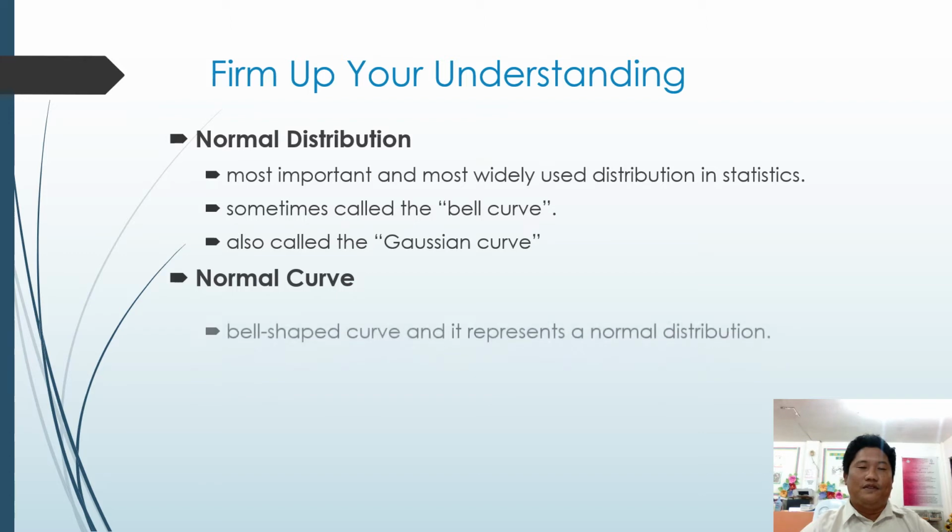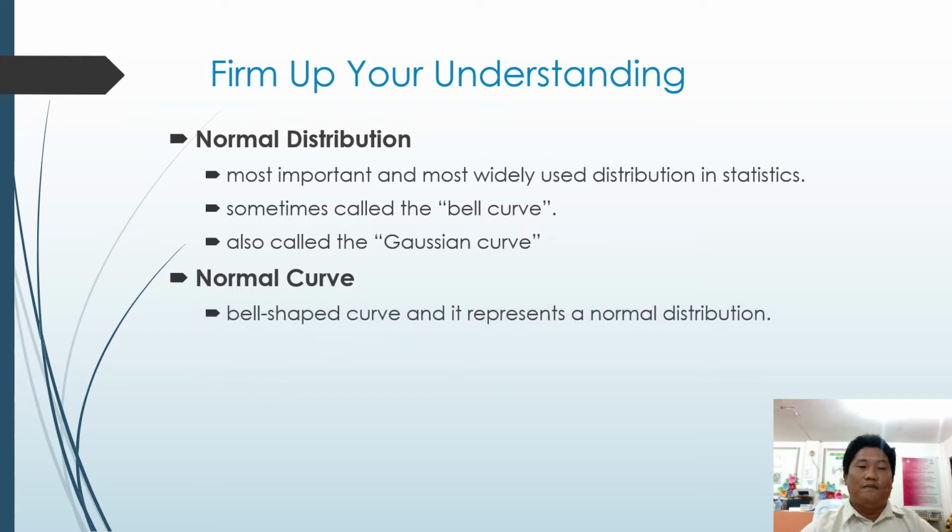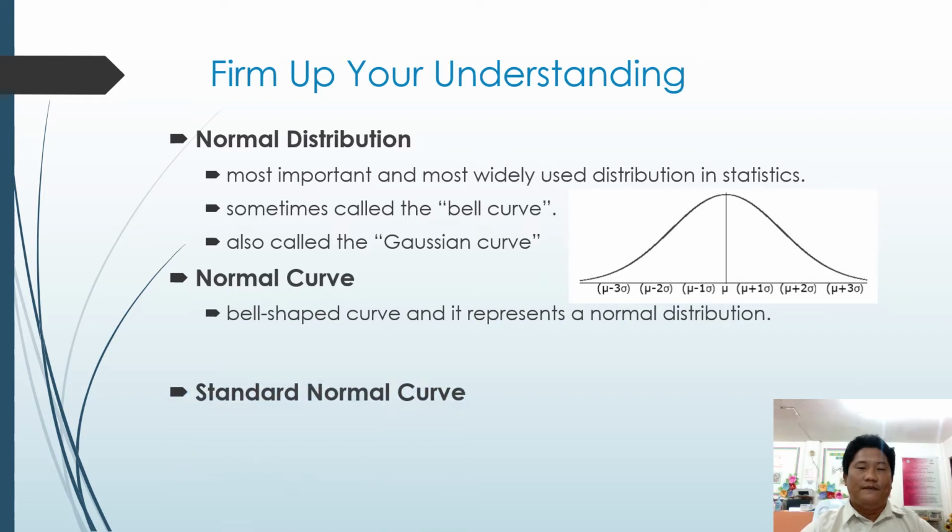Normal curve. When we say normal curve, it is a bell-shaped curve and it represents a normal distribution. Remember, in our activity number 1, we were asked what the graph looks like? And it looks like a bell. So this is an example of a normal curve. It looks like a bell, so that's why it's called a bell-shaped curve.